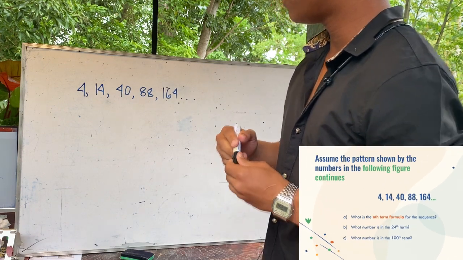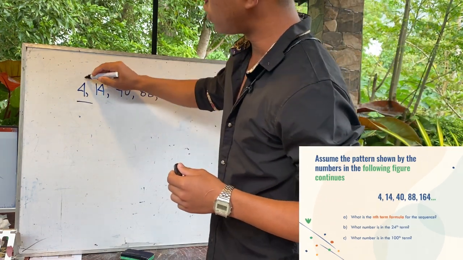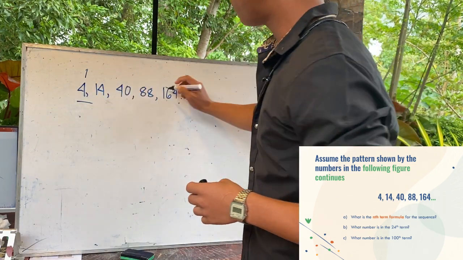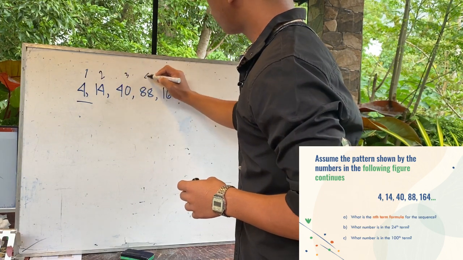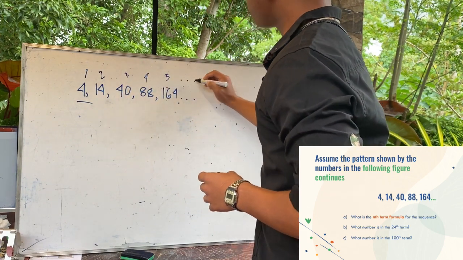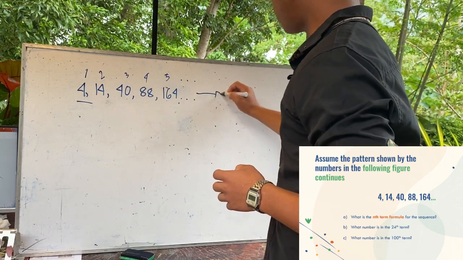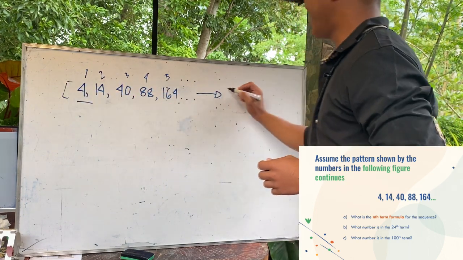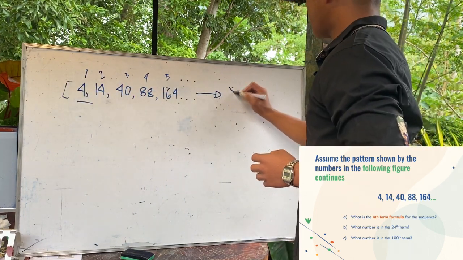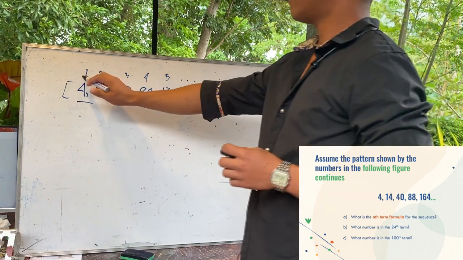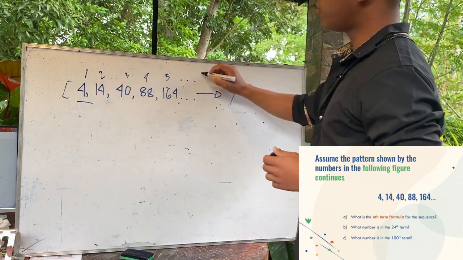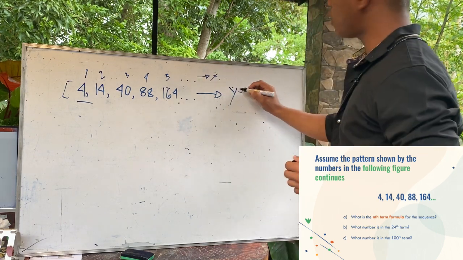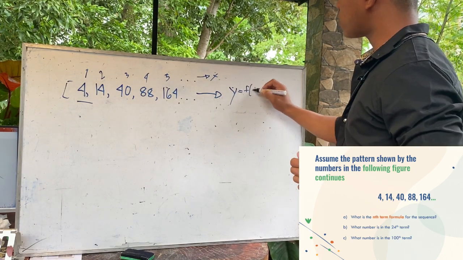First, let us assume this first term is the first figure. Let us put number 1 and so on and so forth, so this 2, 3, 4, 5. And this group of numbers is the values of, let us assume, y. And this number represents the value of x, since y is f of x, diba?